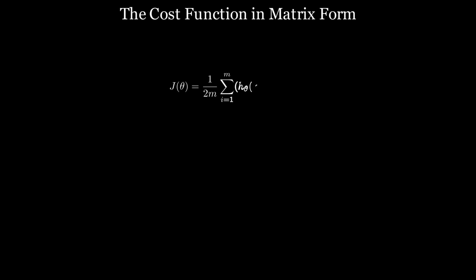To find the best line, we need to measure the error of our predictions. We use a cost function, typically the sum of squared errors. This penalizes large errors more heavily than small ones.